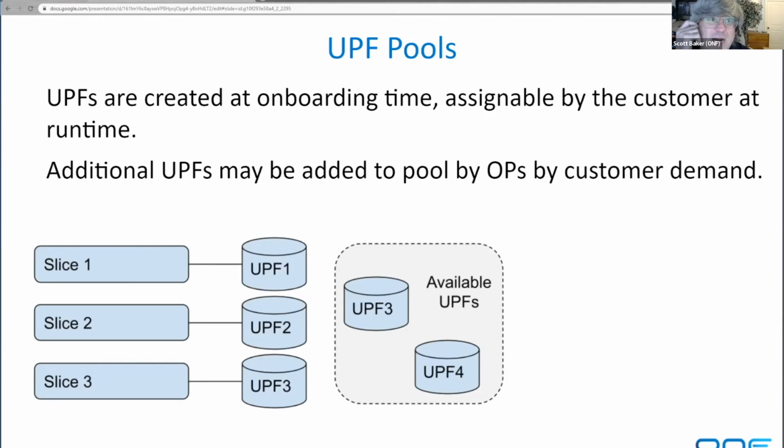The third feature that I wanted to highlight is our user plane functions. So user plane functions are typically provisioned on hardware by ONF at customer onboarding time. So we'll provision a pool of them, like 3 of them or 5 of them or 10 of them, or however many of them we expect the customer will need. But then the customer may assign those UPFs from the pool to new slices at runtime. So this allows the customer to create new slices without having to wait for us to do any resource provisioning on their behalf. If the customer did run out of UPFs, then we can always add more if necessary and enlarge the size of their pool.